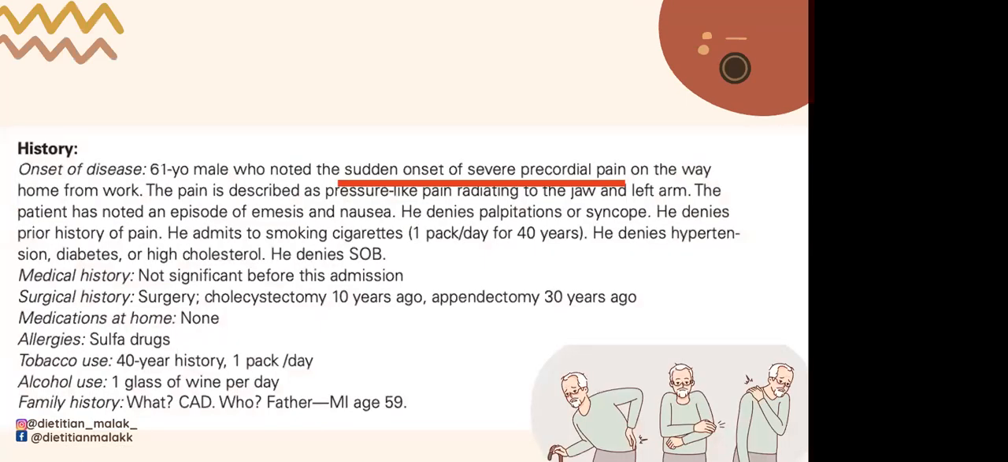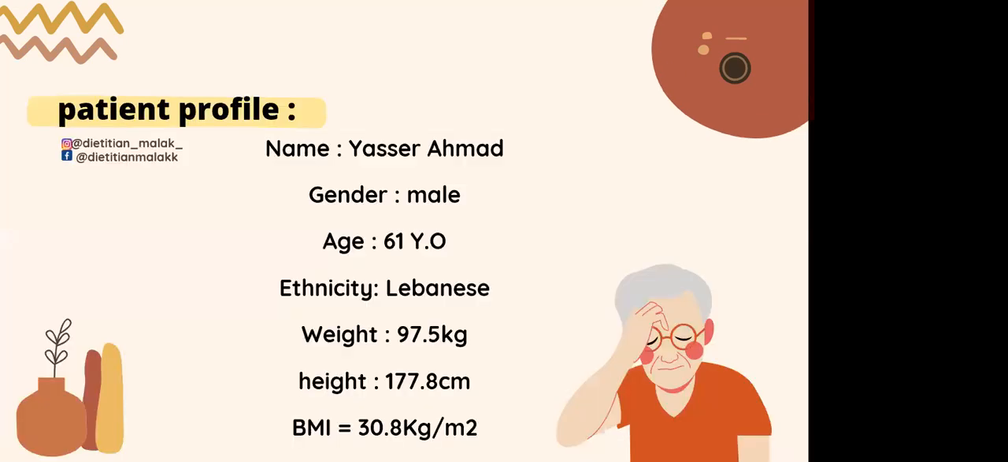This is a typical case study. You take the history of the patient, what happened with them, the lab values, what the medical doctor has perceived, and the 24-hour dietary recall, which is what the dietitian's main role centers around. I have summarized it all here, so we don't have to go through all of the paragraph that you've seen before. Our patient's name is Yasir Ahmed.